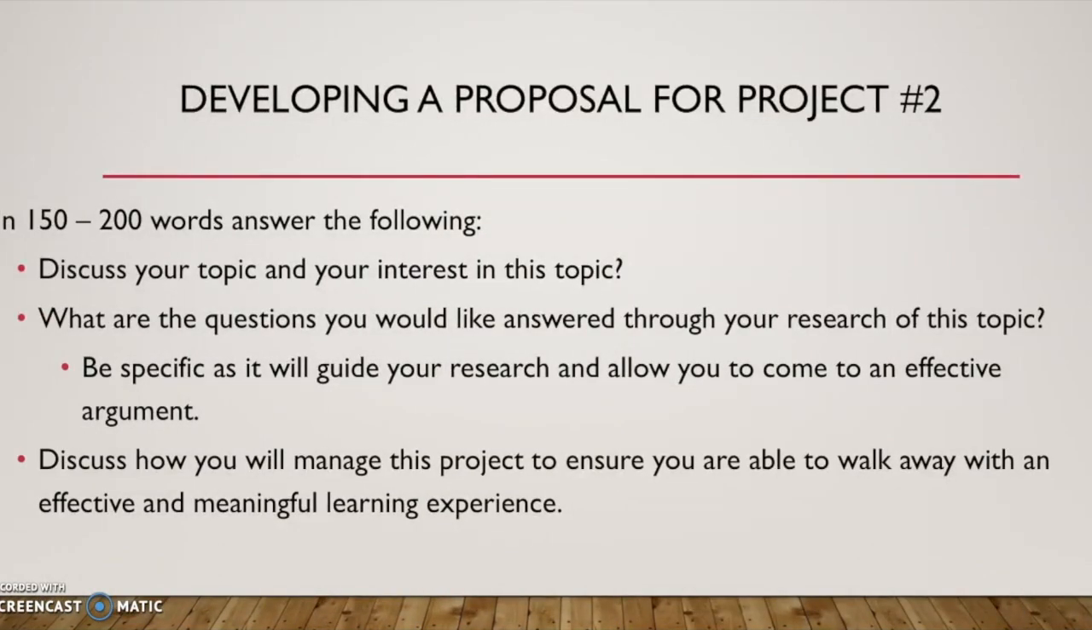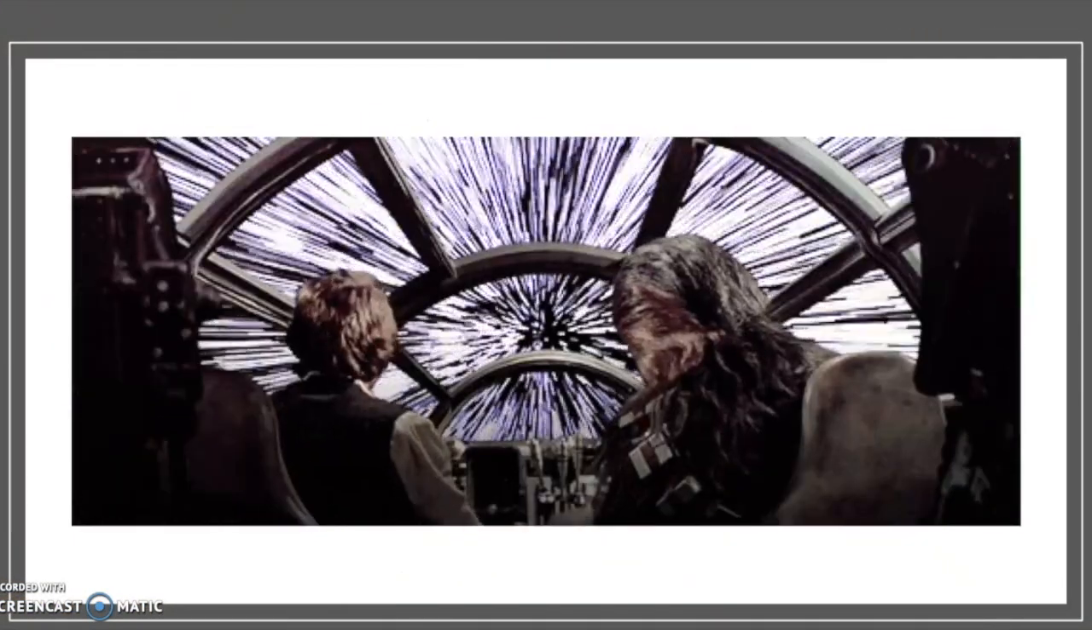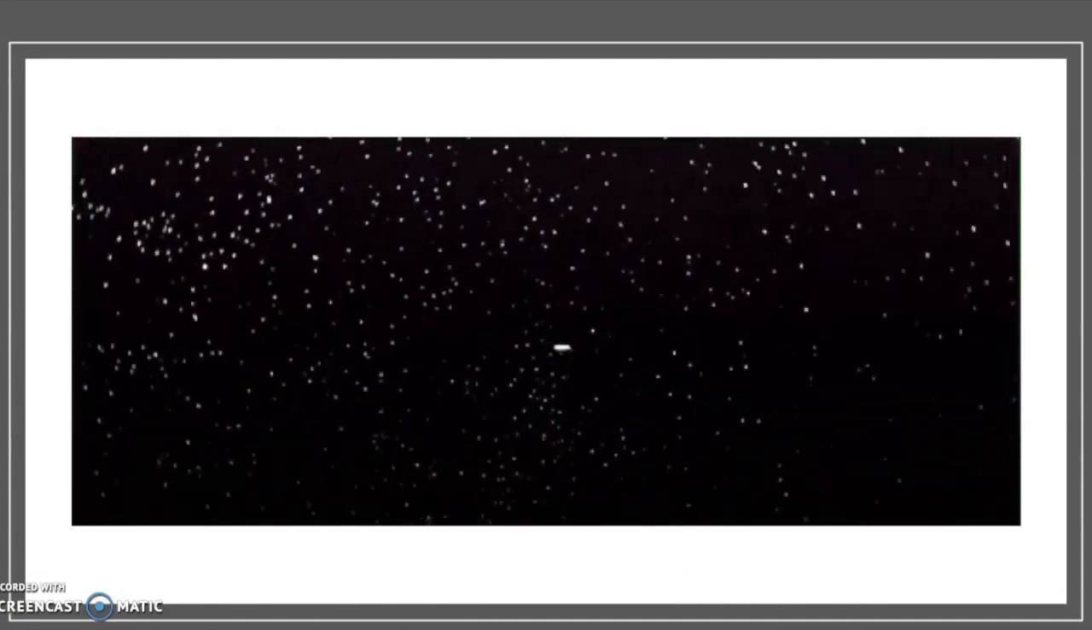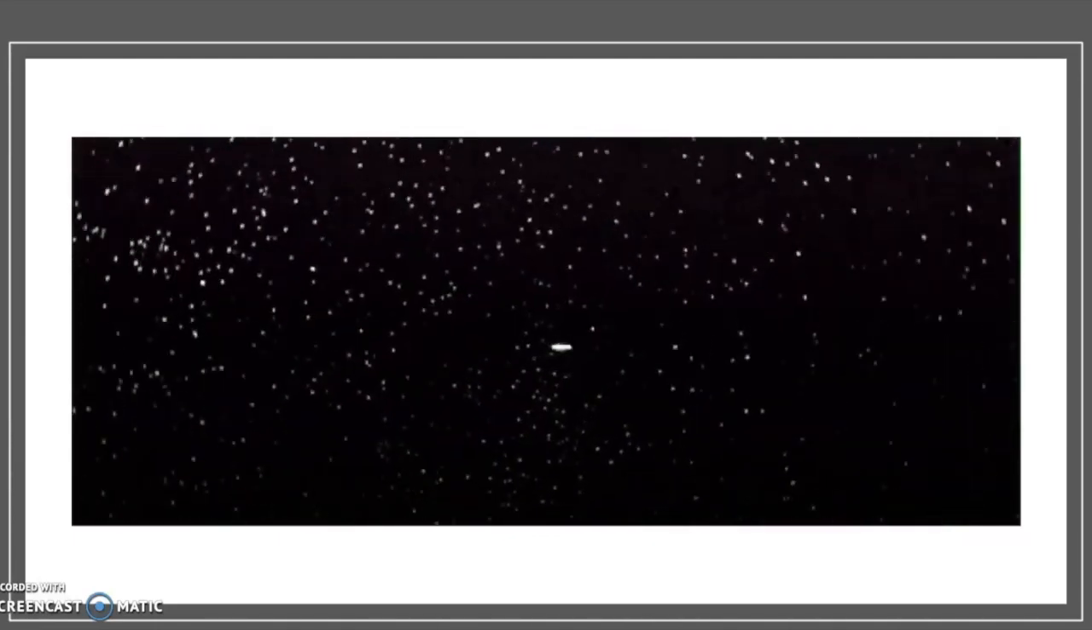Once you've done that, you are ready to develop your proposal for project number 2. And that means in about 150 or 200 words, you're going to answer the following. Discuss your topic and your interest in this topic. What are the questions you would like answered through your research of this topic? Be specific, as this is going to guide your research and allow you to come to an effective argument. Discuss how you will manage this project to ensure you are able to walk away with an effective and meaningful learning experience. Now, it may feel like we are jumping into warp speed on this one, but we will be walking through and going piece by piece together.